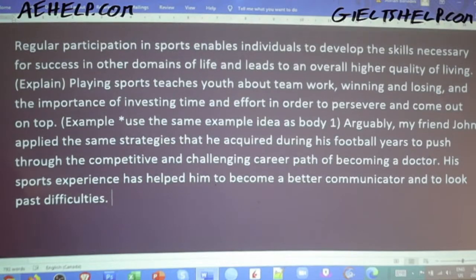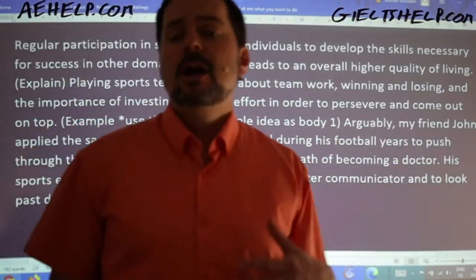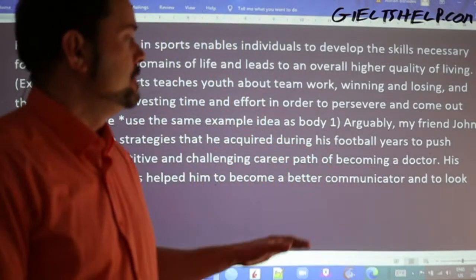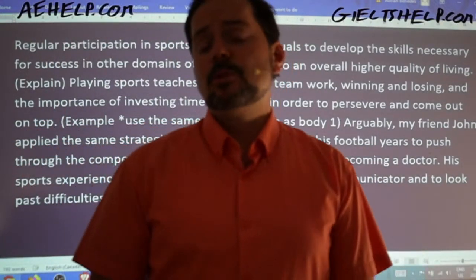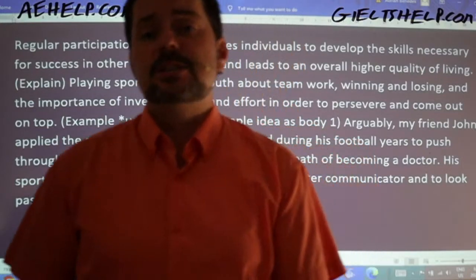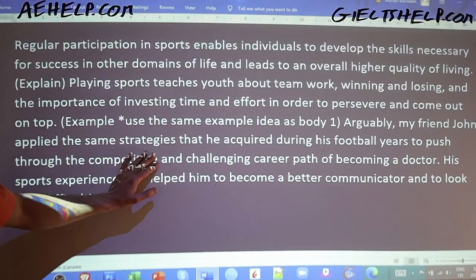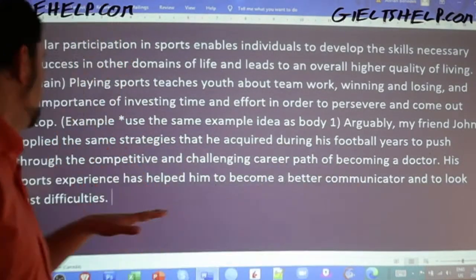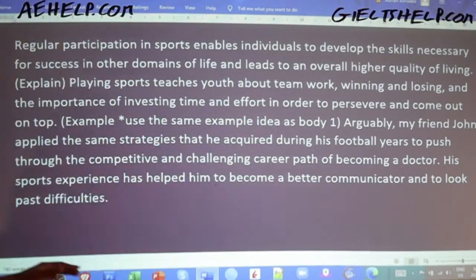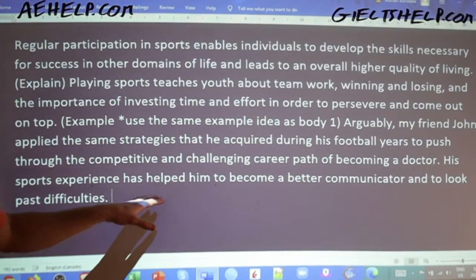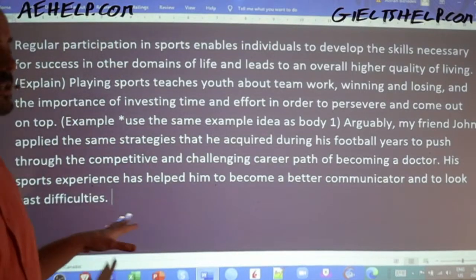Okay. So if we go back to my friend John, that's who I discussed as my example in the first body paragraph, I can use him here because arguably skills that John learns playing sports, he can apply to his studies to become a doctor. So arguably, my friend John applied the same strategies that he acquired during his football years to push through the competitive and challenging career path of becoming a doctor. His sports experience has helped him to become a better communicator and to look past difficulties.